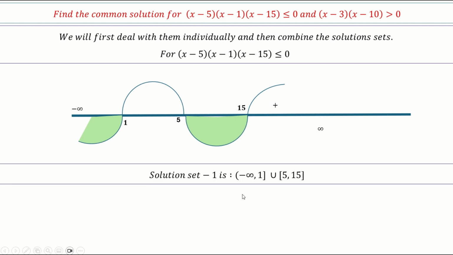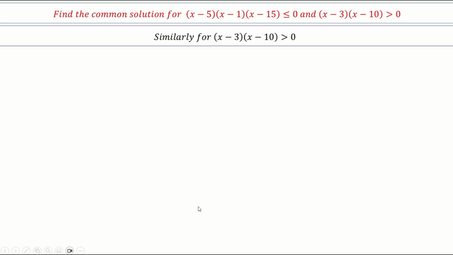If I put it in words, it will become minus infinity to 1 inclusive. Okay, inclusive here because it is less than or equal to. At infinity you never put a square bracket; always it is a curved bracket. Okay. So union with square bracket 5 to 15, because it is less than or equal to, I have to include these values. Okay, so this is my solution set for the first problem. Now go to the next one.